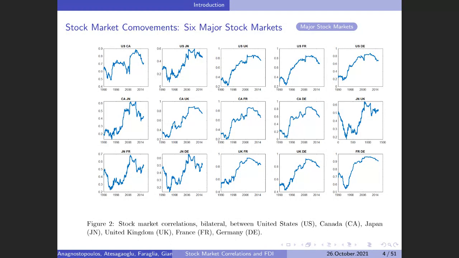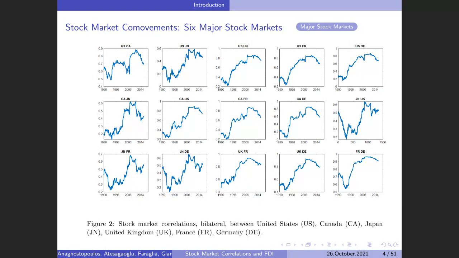And then what about the stock market correlation between these countries, not US versus these, but between the UK and Germany, France and Japan, and so on and so forth? So we took the 6 countries in the world, which constitutes almost a big chunk, and looked at all bilateral stock market correlation between these 6 countries.